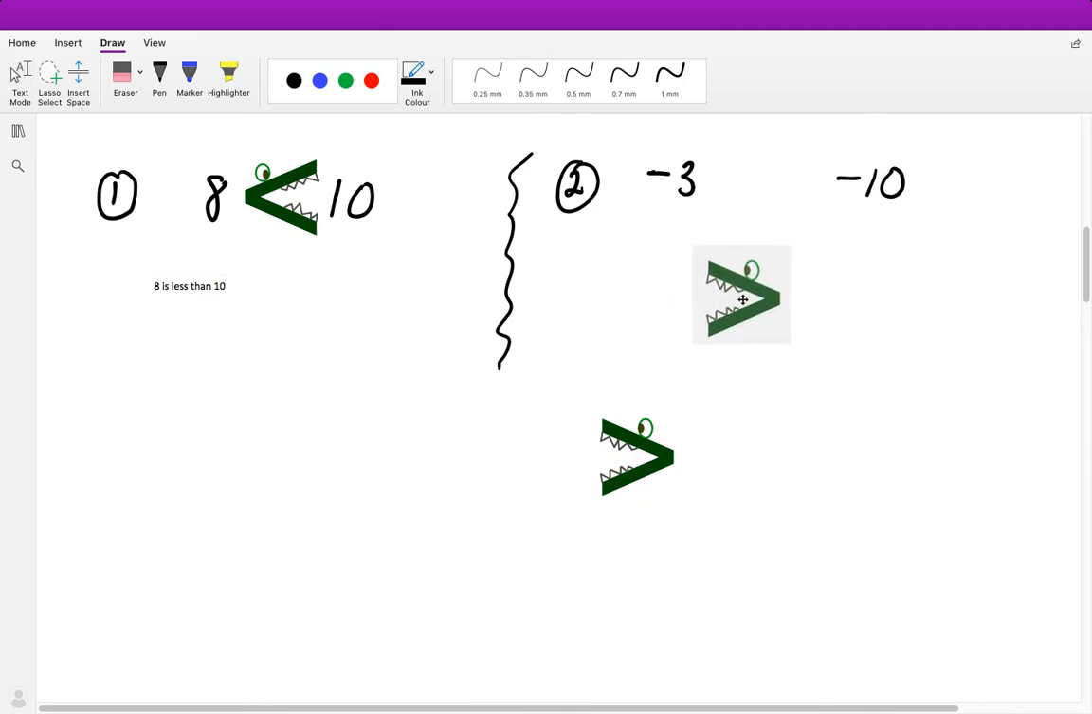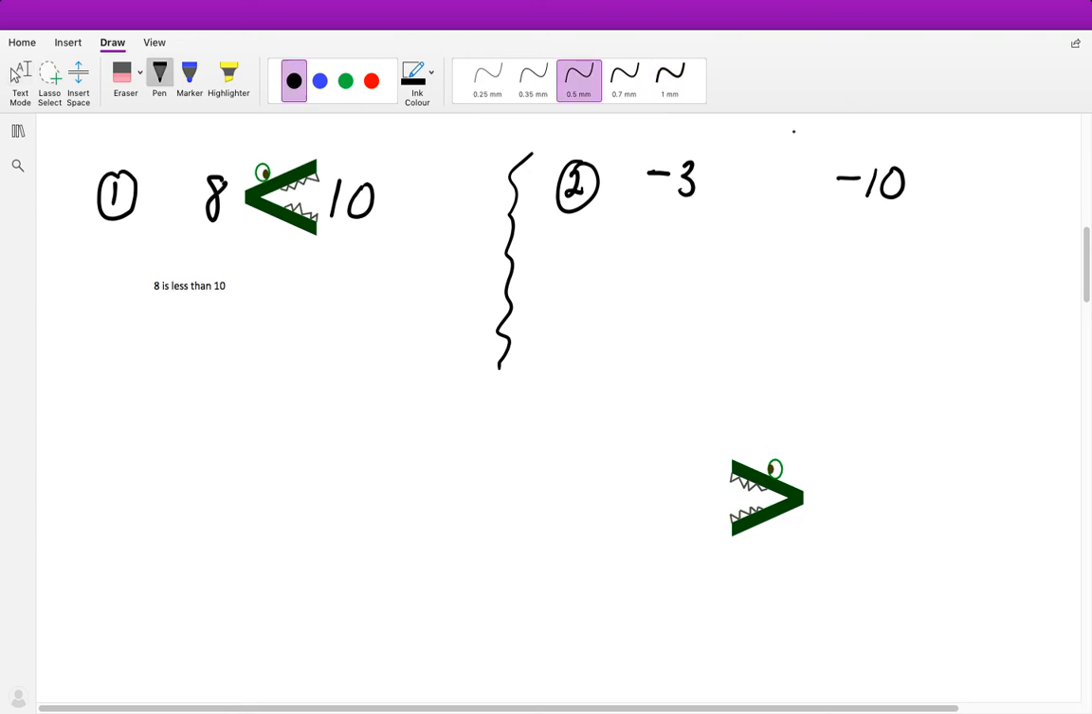All right, and then for this one here, they're both negative. Remember, the closer you are to 0 on the number line, the greater you are when you're in a negative.